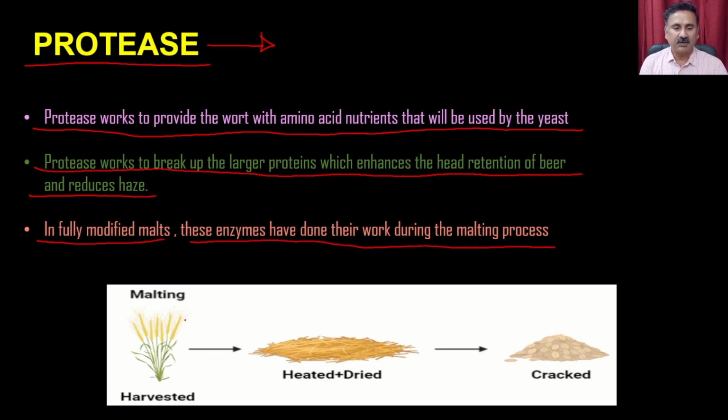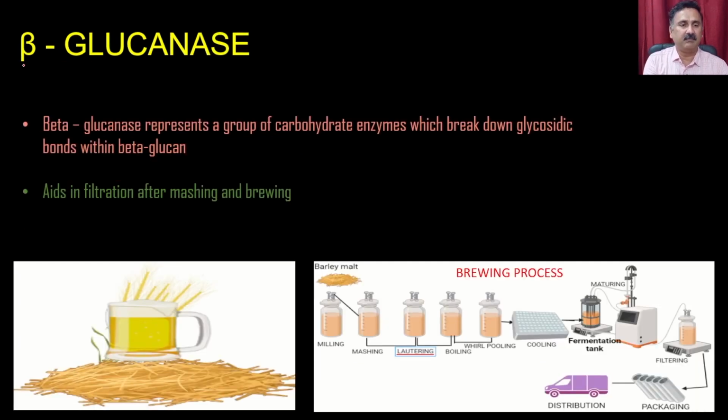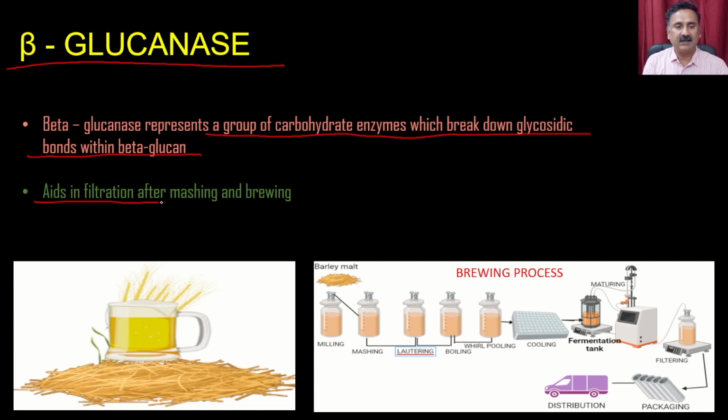In a malting process, you first harvest the crop, then you dry it, and then you make the malt, and the proteases have a function in this particular process. Then the second enzyme is beta glucanases. Beta glucanases represent a large group of carbohydrate enzymes which break down the glycosidic bonds within beta glucan. It aids in the filtration after the mashing and the brewing.